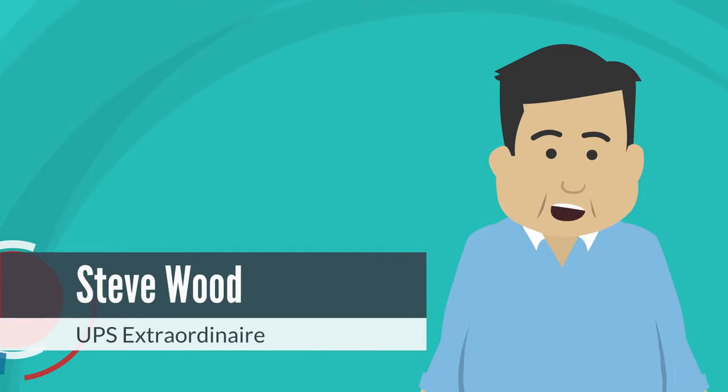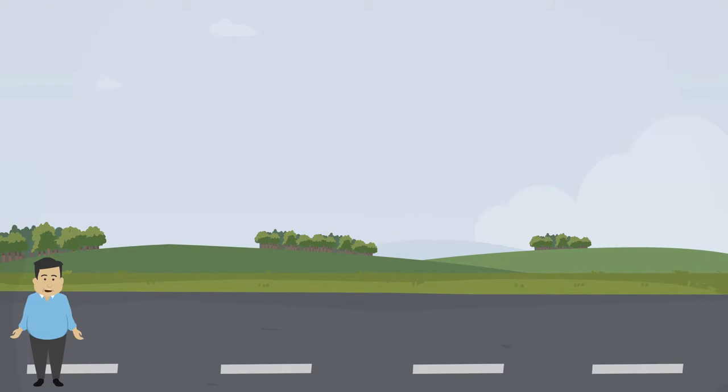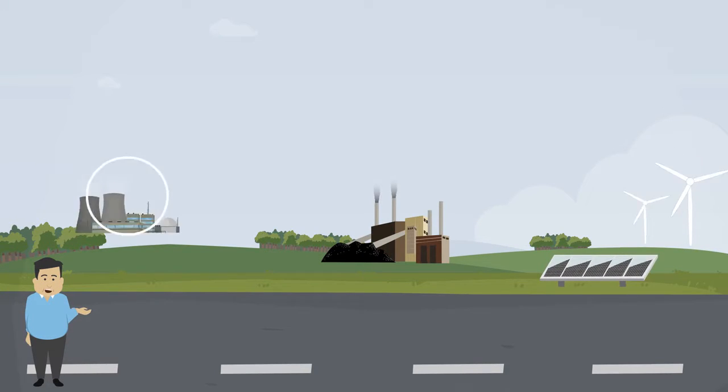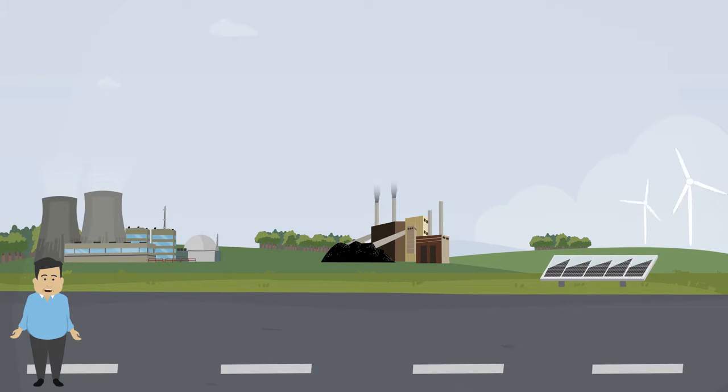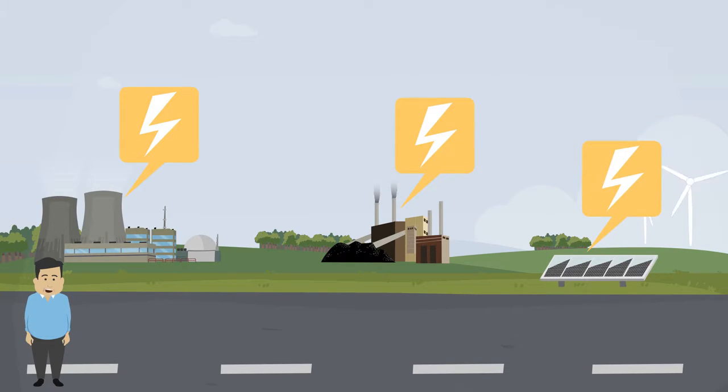Today we're going to talk about power generation in the UK. Our electricity in the UK is currently produced by a variety of sources, like fossil fuels, which include coal, oil and natural gas, renewables such as solar and wind, and lastly nuclear. Each source uses turbines and generators to convert their fuel into electricity.